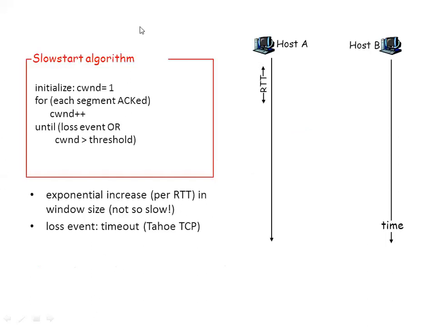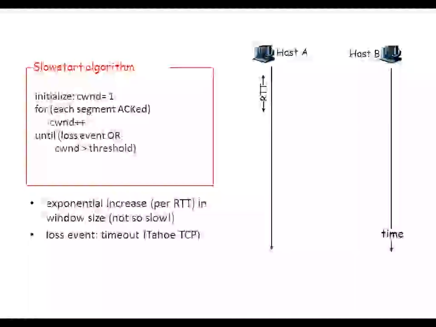So we are going to see this slow start algorithm here. As I said, initially the value is 1. In each iteration, for each acknowledgement that the sender will receive, its congestion window size will be increased by 1. So in total, it is going to be exponential increase. So this is slow start algorithm.